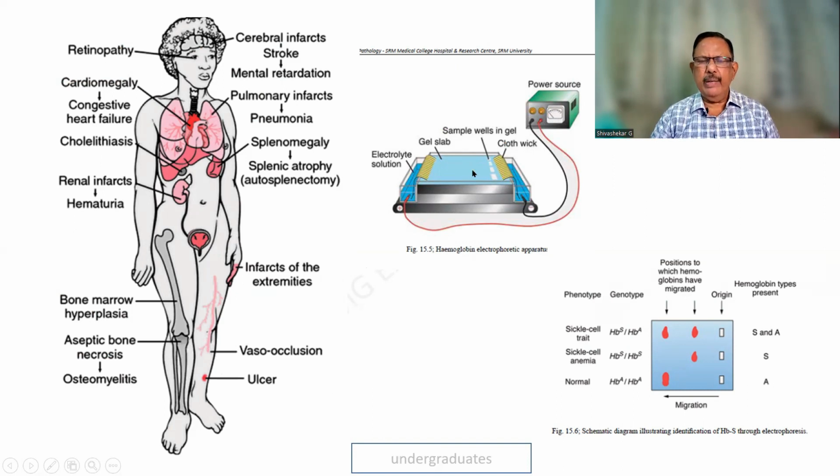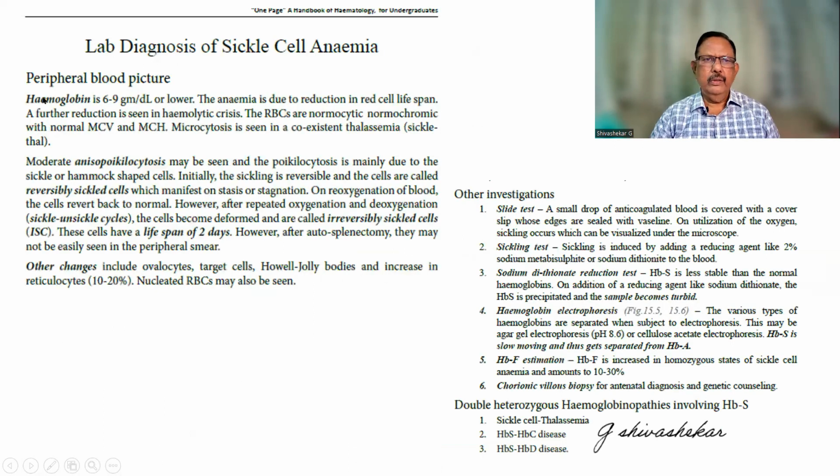It can be diagnosed by hemoglobin electrophoresis, wherein hemoglobin S gets separated. So this is what we will have to write. The hemoglobin is initially mildly reduced, but later on it can be severe. The lifespan is reduced to 2 days in the irreversibly sickled cells, whereas normally it is about 120 days. Howell-Jolly bodies can be seen, target cells can be present, and nucleated RBCs are massively increased, 10 to 20%.